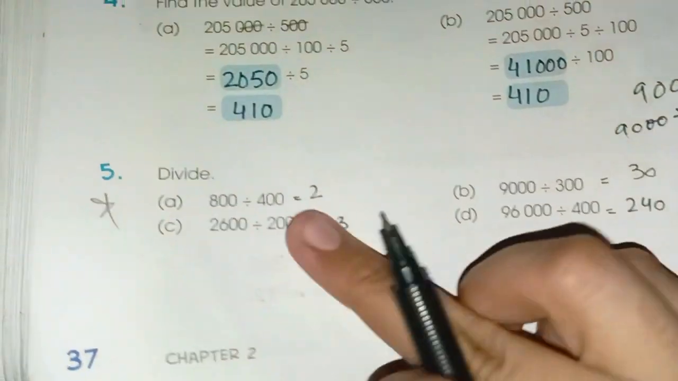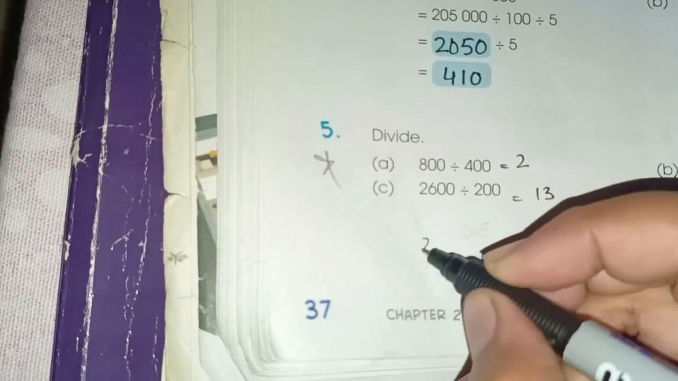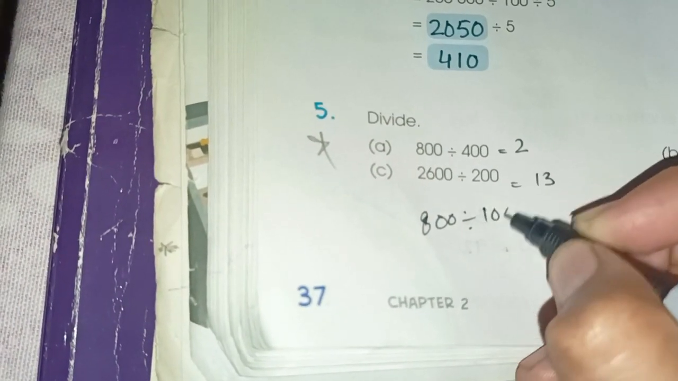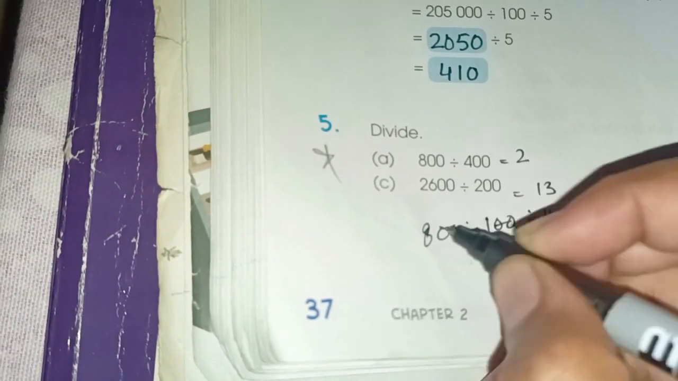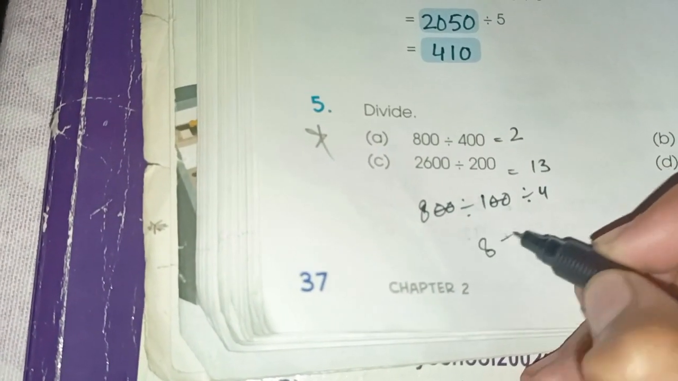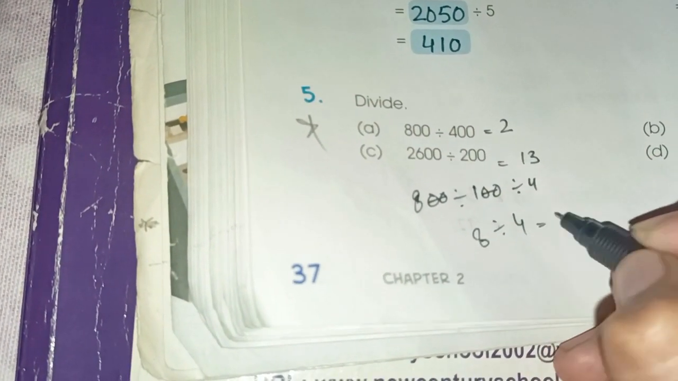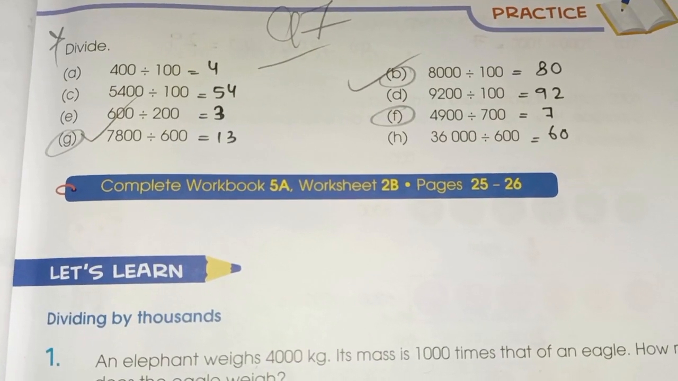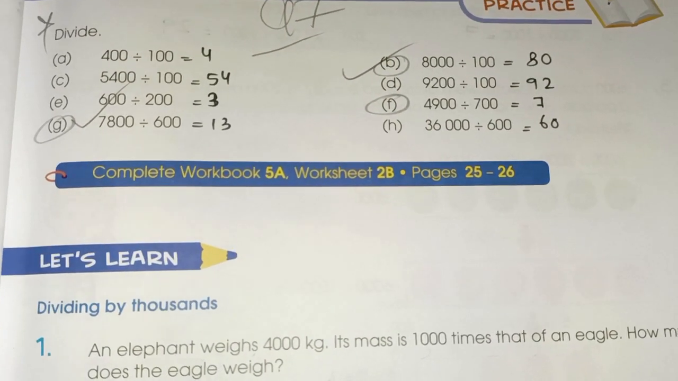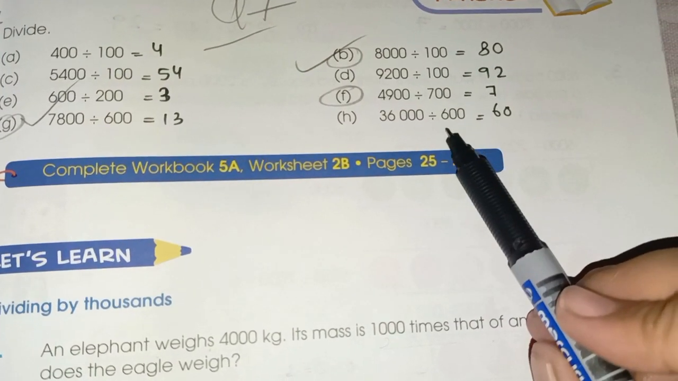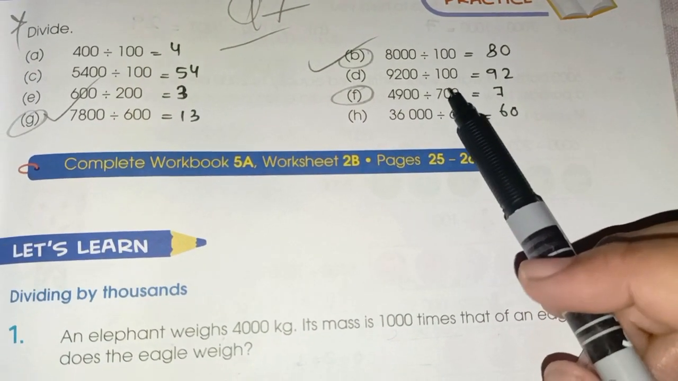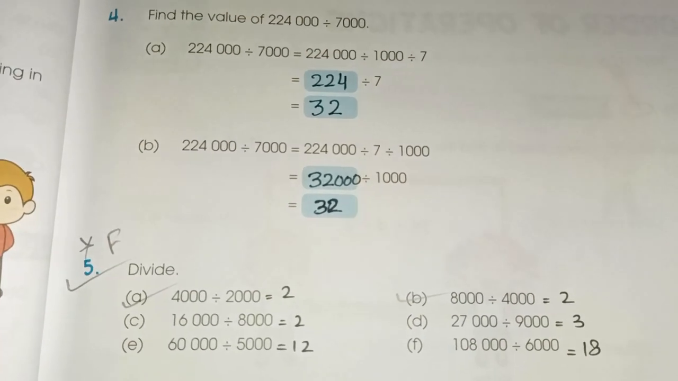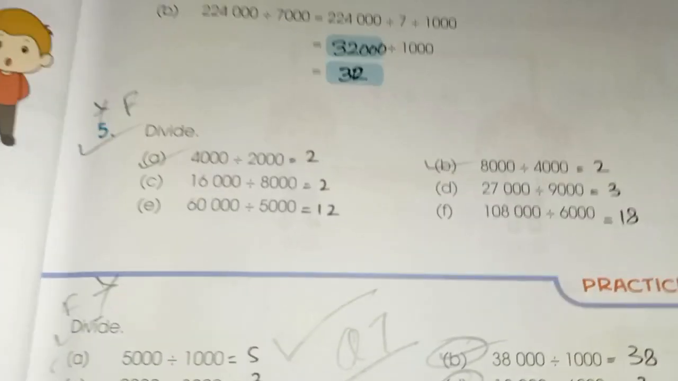800 divided by 400. 800 divided by 100 divided by 4. So we cut the 0, and again 8 divided by 4 is 2. Again on page number 38, division with hundreds. 600 will be broken into 100 and 6, 700 will be 100 and 7. Now we have the division with 1000. So we are going to solve with the same method.